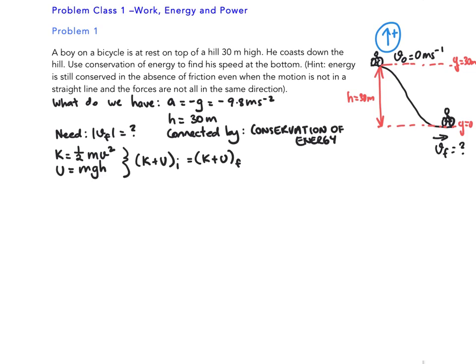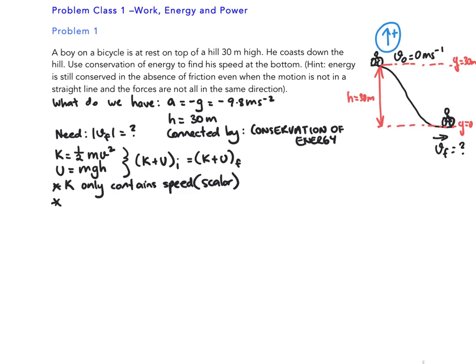So the kinetic energy equation, let's write this down. Kinetic energy only contains speed. It's a scalar. That's good. It is independent of the direction. So it's just a scalar.